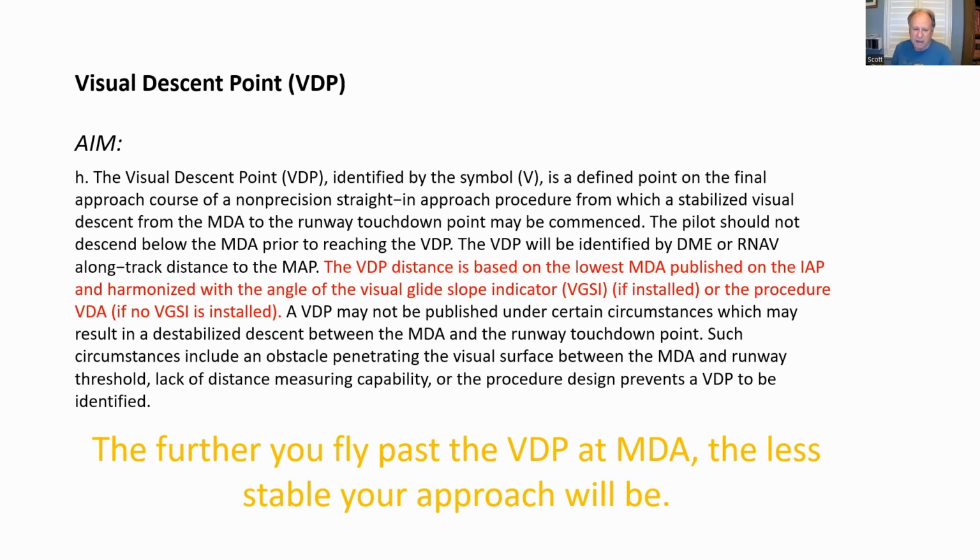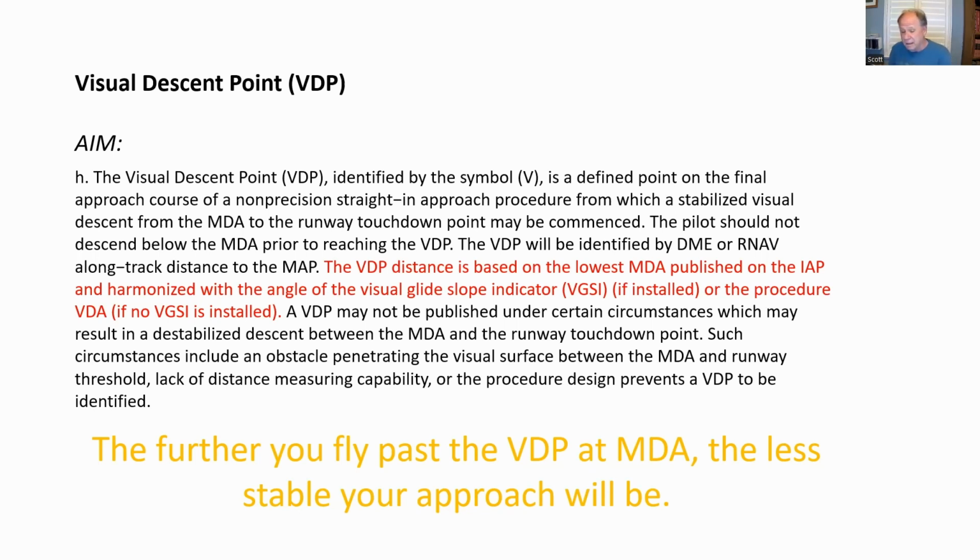That's a vertical descent angle. So a VDP may not be published under certain circumstances, which may result in a destabilized descent between MDA and the runway touchdown point. Such circumstances include an obstacle penetrating the visual surface between the MDA and the runway threshold, or lack of distance measurement capability of the procedure design, which prevents the VDP from being identified.